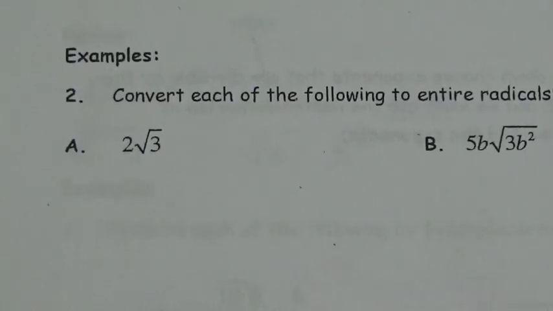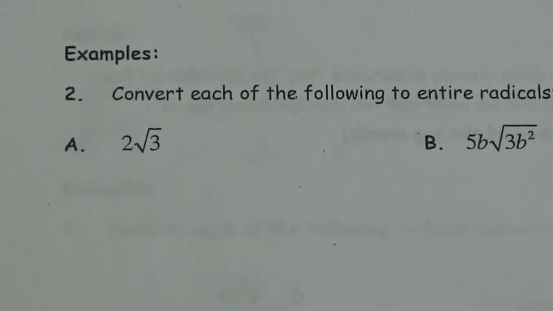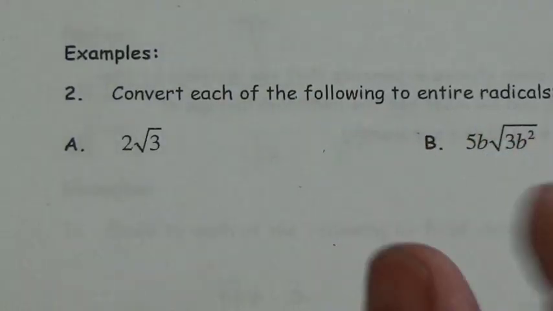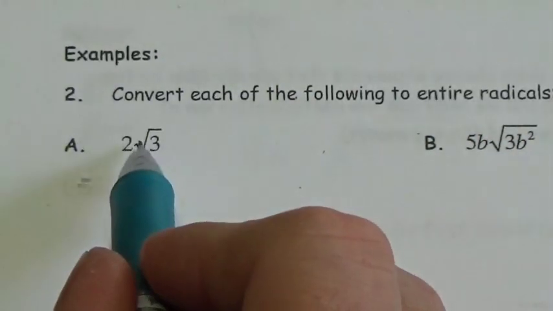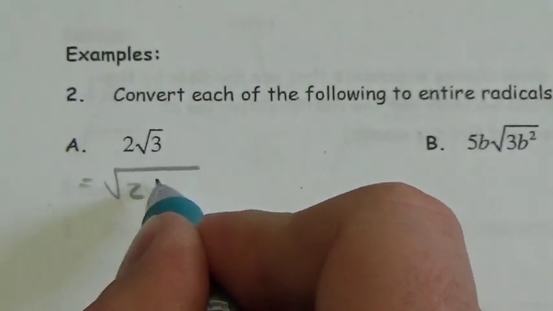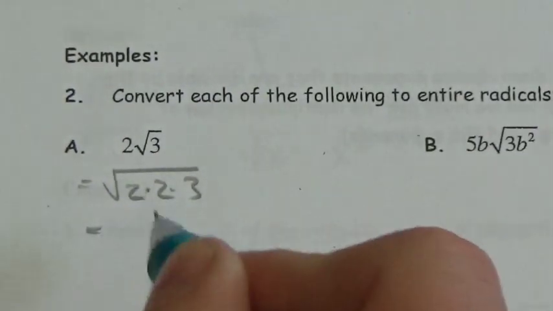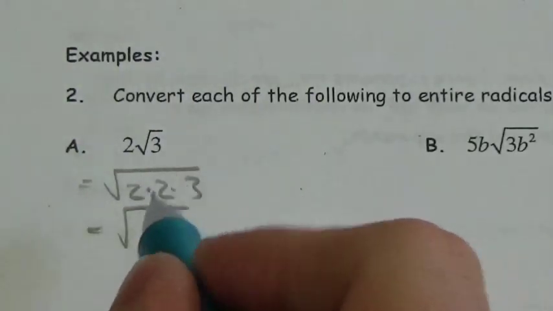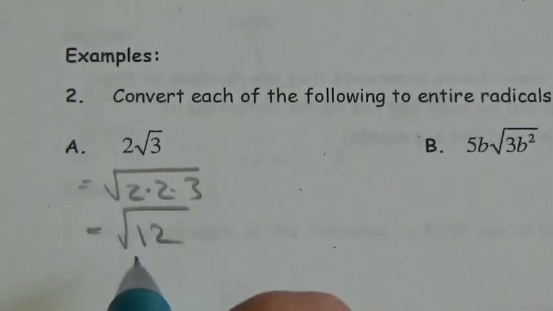So the question is asking us to convert each of these from mixed radicals to entire radicals. So I just have to recognize that that's a square root, meaning that that coefficient is going to show up twice. And 2 times 2 is 4 times 3 is 12. So 2 root 3 is exactly the same as the square root of 12.